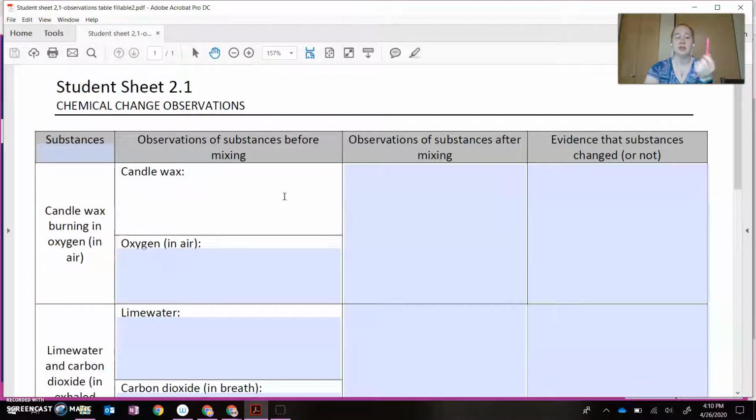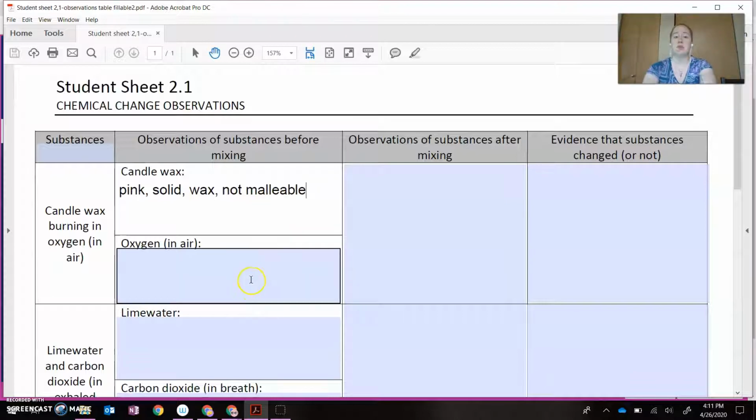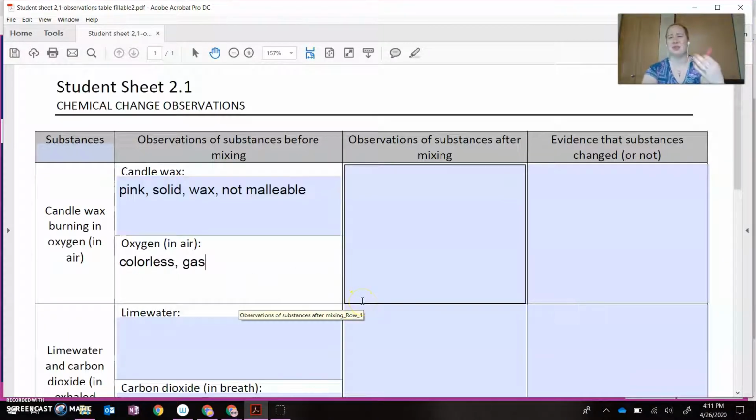So the first thing we're going to do is we're going to burn a candle in the presence of oxygen. This candle is pink, so we can say that it's pink. It is a solid. Okay, it is made of wax. We could say that it is non-malleable, okay, because if I were to bend this too hard, it would break. So it is not malleable, all right, at room temperature. So those are some pretty good properties. Oxygen, it is in the air and we cannot see it, so it is colorless and it is a gas, okay? Those are pretty much the only observations you really need to make.